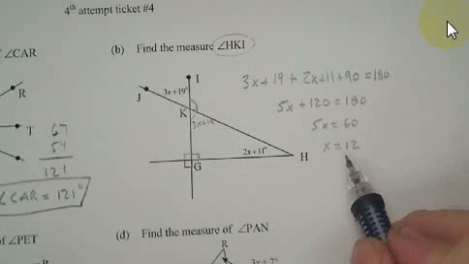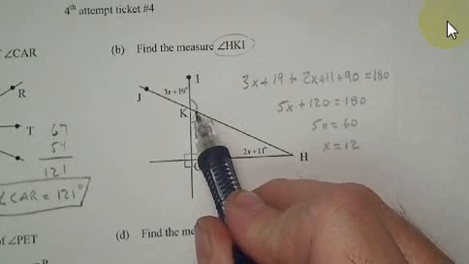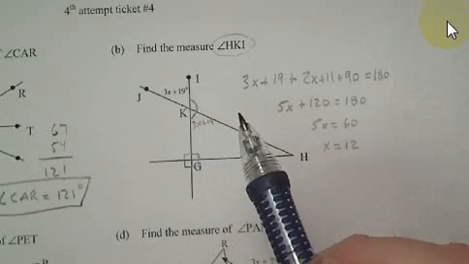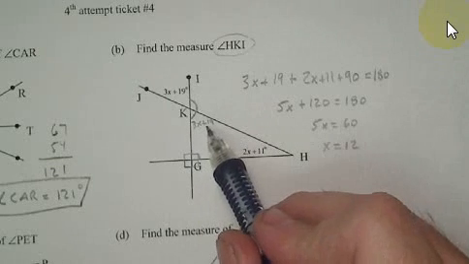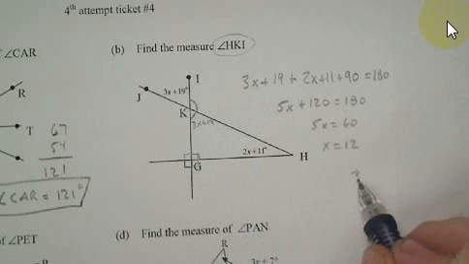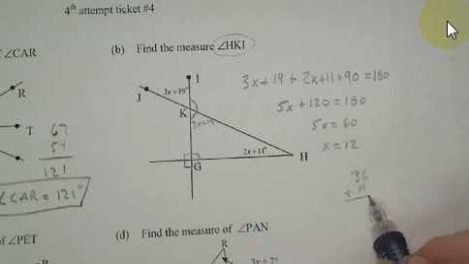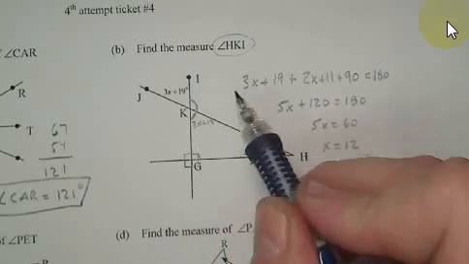Which means if you took your 12 and you put it right here for this x, you could solve for this smaller angle. If we do that right now, 3 times 12 is 36. 36 plus 19 is 55. Double checking, 55. So this smaller angle right here is 55.